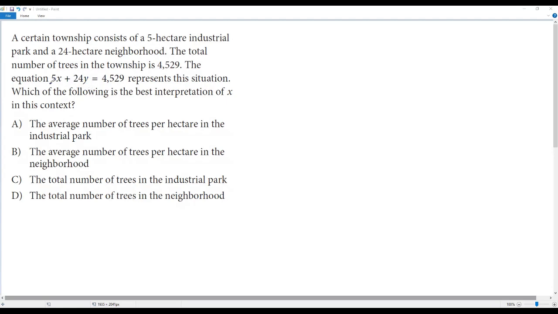We know that this 5 is the number of hectares in the industrial park. Then what must this x represent? This x must represent the number of trees per hectare in the industrial park. So that when I multiply the number of hectares, 5, by the number of trees per hectare in the industrial park, I will get the number of trees in the industrial park, that is 5x. So this x must represent the average number of trees per hectare in the industrial park.